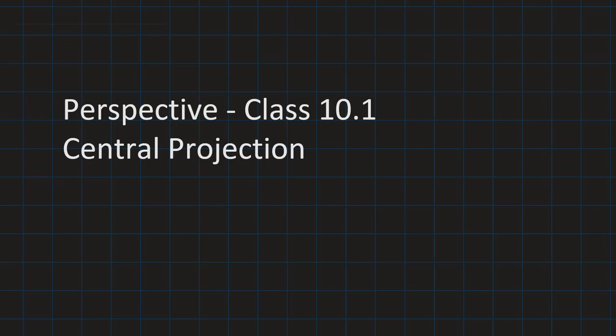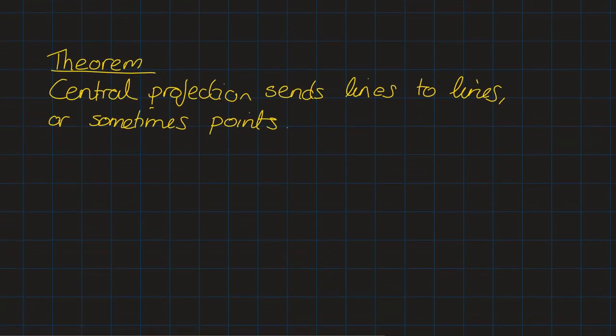In this video we're going to continue talking about central projection, and we're going to do an example involving central projection. So let's begin by talking about this theorem. This theorem tells you what happens to lines under central projection. It says that central projection sends lines to lines, or sometimes it sends lines to points. This is very analogous to the parallel projection theorem, which reads exactly the same: parallel projection sends lines to lines or sometimes points. The only difference is, for central projection, the type of lines that get sent to points are different.